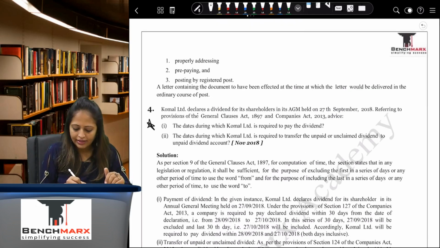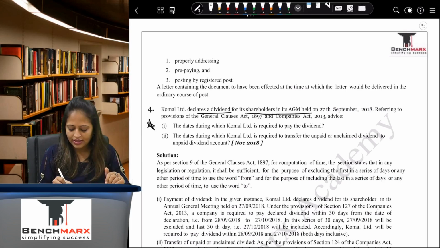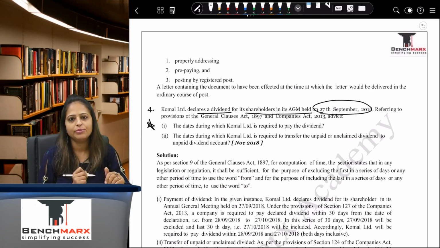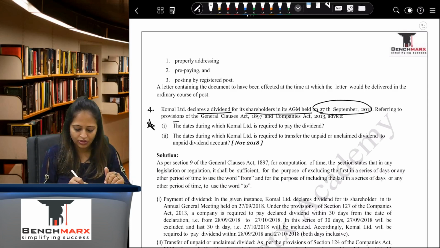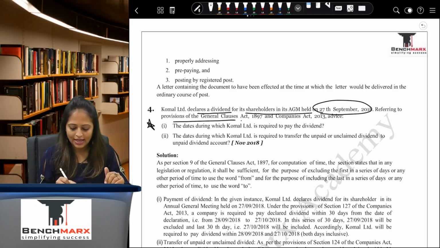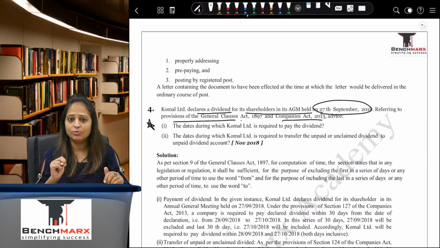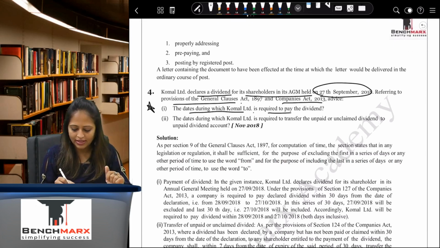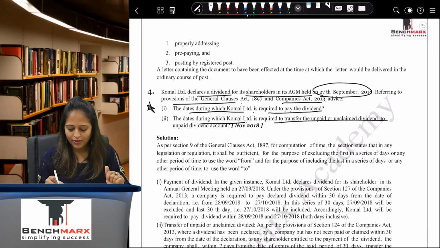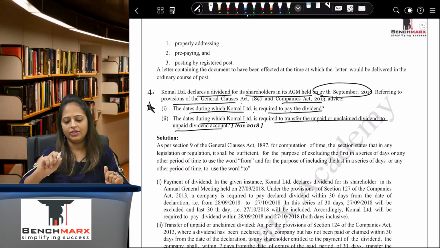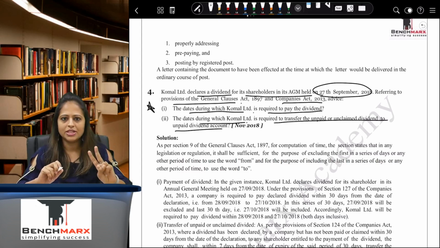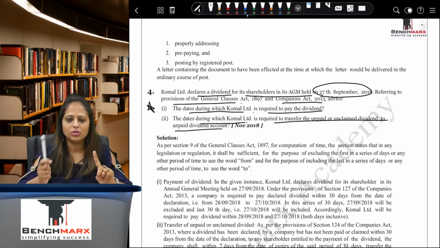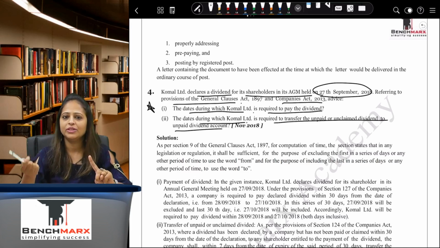Komal Limited declared a dividend for its shareholders in its AGM on 27 September 2018. Referring to the provisions of the General Clauses Act and Companies Act, because he is testing both the acts, advise the date by which Komal is required to pay the dividend and the date by which Komal is required to transfer unpaid or unclaimed dividend to the unpaid dividend account. So there are 2 questions here. First is when you have to pay. Once you've declared the dividend, you have to pay within a period of 30 days.